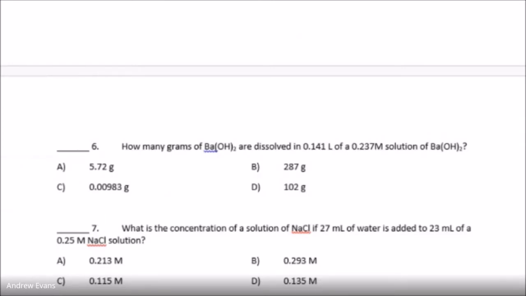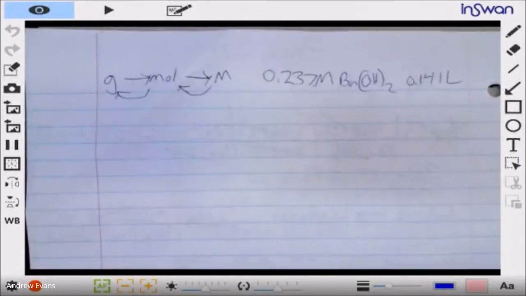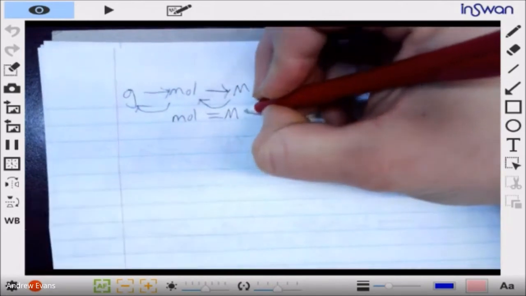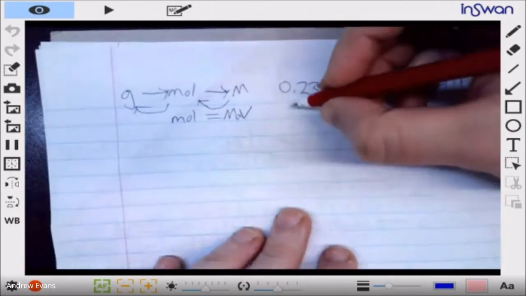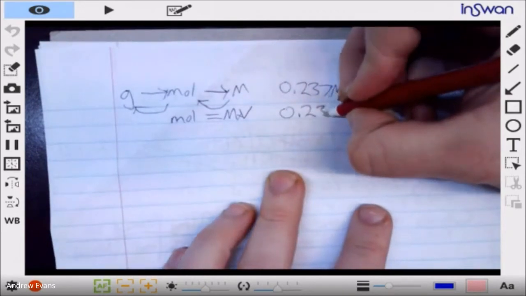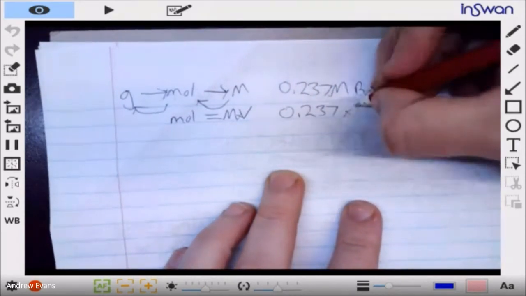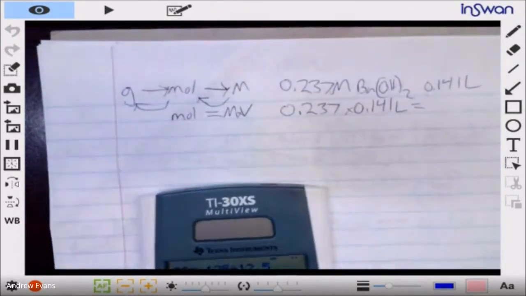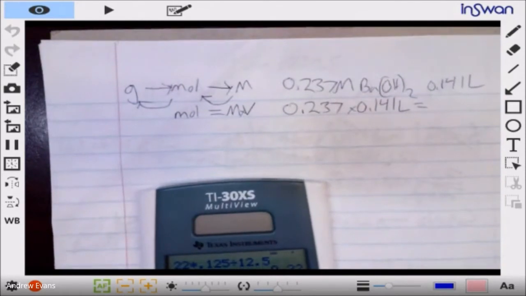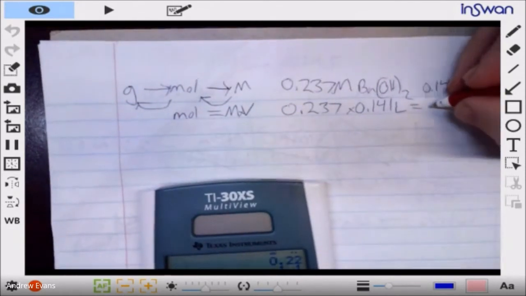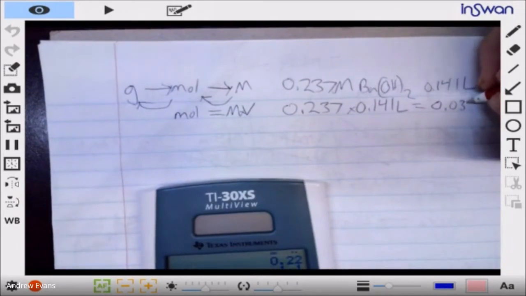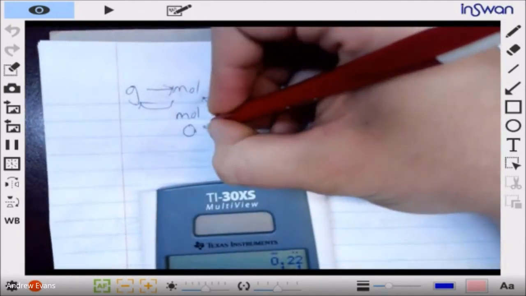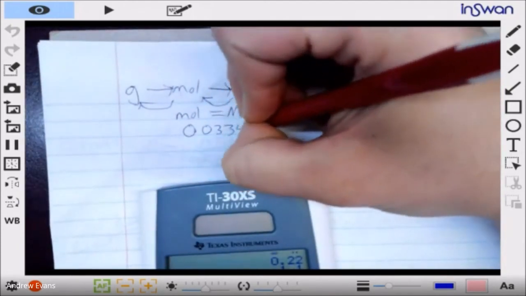With that in mind, so we got step one. Moles are equal to molarity times volume. So our moles of barium hydroxide, 0.237 times 0.141 liters gives us a small number, but that is okay. 0.03341 moles. Now, I could have done this all as one equation, but we're working with what we got.